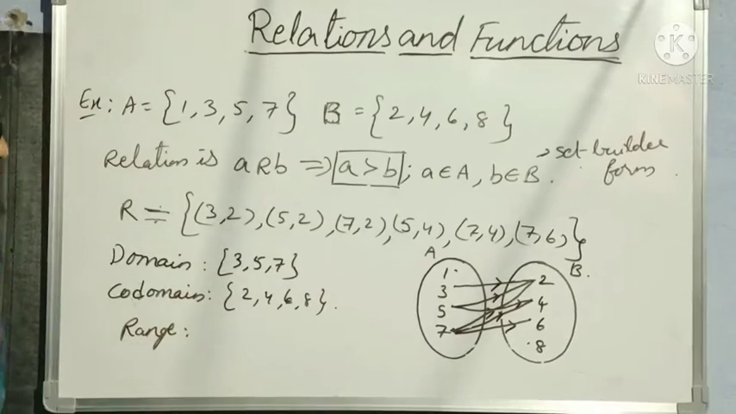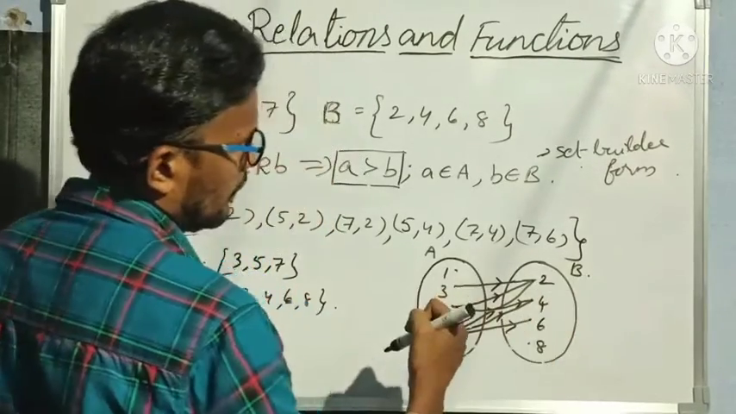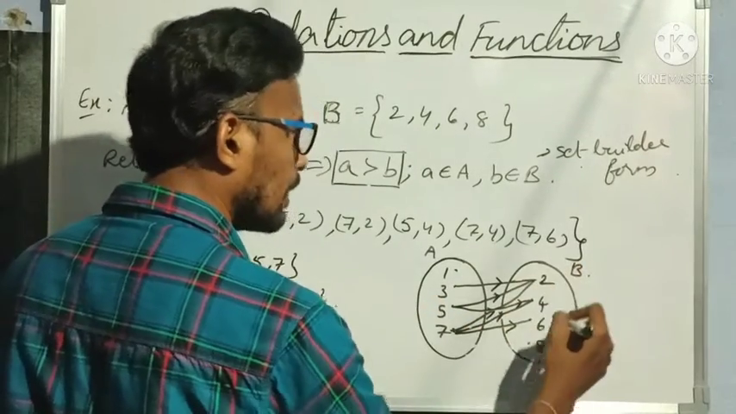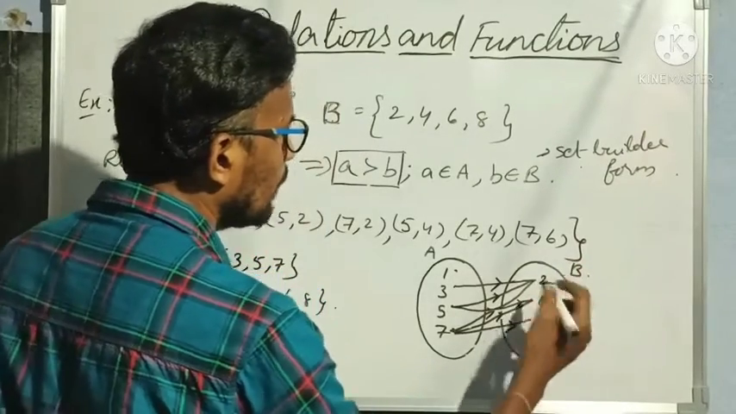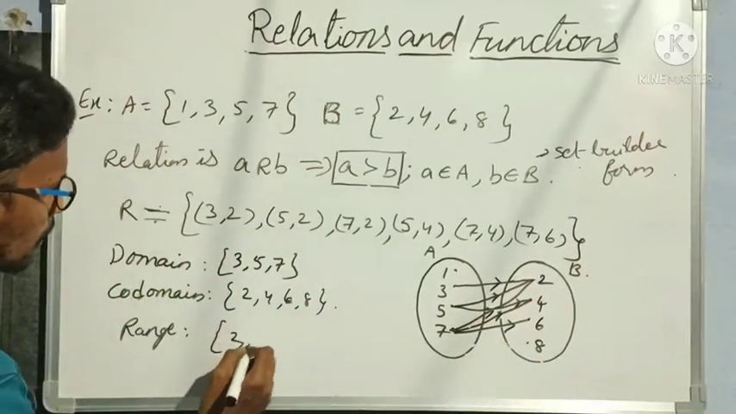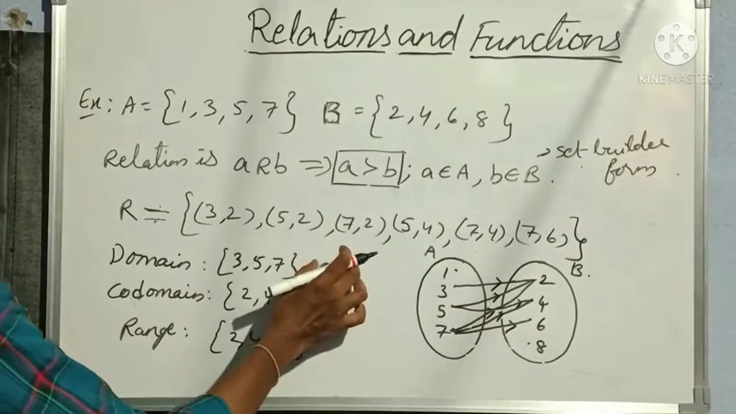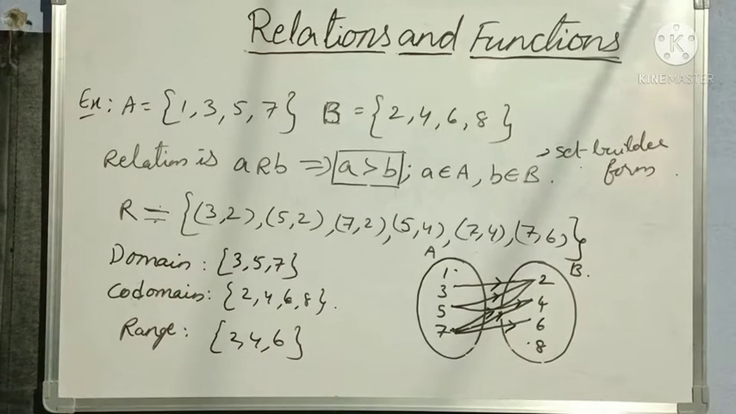Okay. Now range. Range is nothing but the elements of set B which are mapped. Understood the difference between codomain and range? Codomain means the complete set B we have to write. Range means only the elements of B which are mapped we have to write. So here 2, 4, 6. Understood? This is how we have to write domain, codomain and range of a given relation. I hope everybody understood up to here.